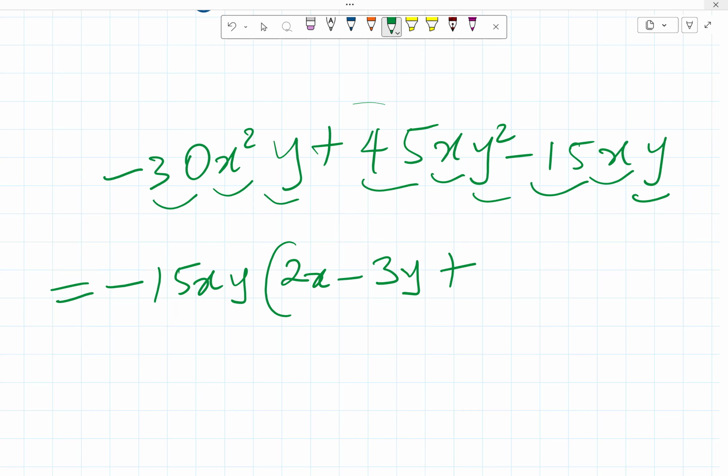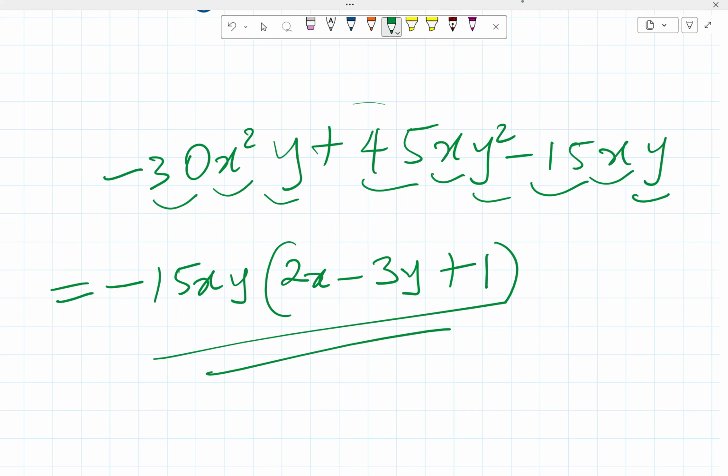So minus changes to plus here, then plus changes to minus here, and minus changes to plus here. So 15 cancels 15. So you just have 1 in short. 15 cancels 15. X cancels X. Y cancels Y. So everything is 1. So we have this now. But you may want to check to be sure if what you did is right.